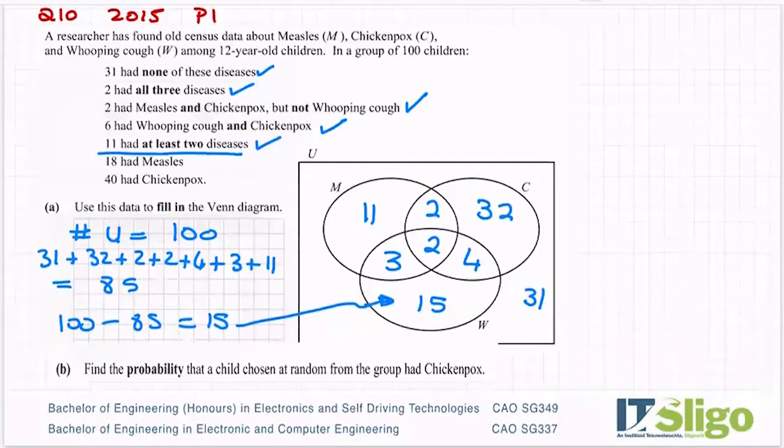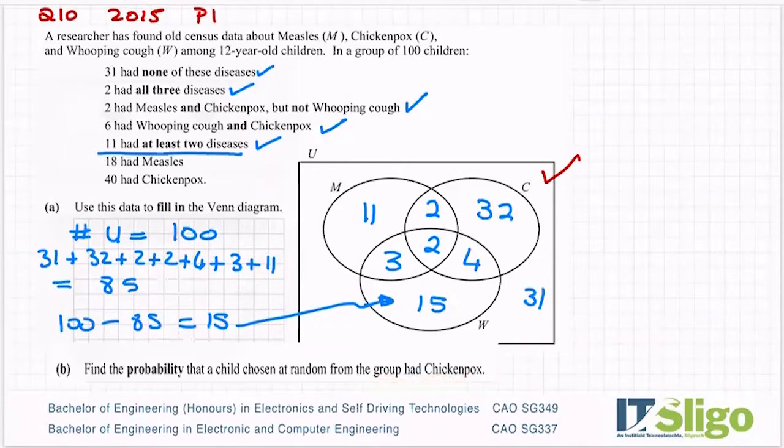Okay. So that's your Venn diagram done. There's quite a lot of marks for a Venn diagram, so it's a good thing to be able to do. And there's often a sets question on papers, so again, important that you know all the sets. Find the probability that a child chosen at random from the group has chickenpox.